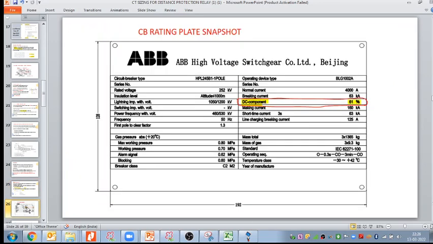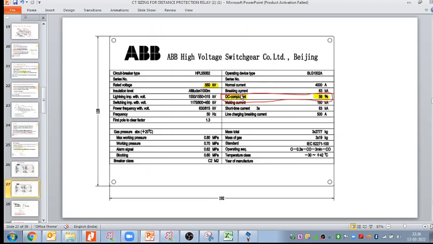So this is my breaking capacity for a 252 kilovolt breaker, and similarly we can see the DC component for a 500 kilovolt circuit breaker. Yes. No, sorry to interrupt you.